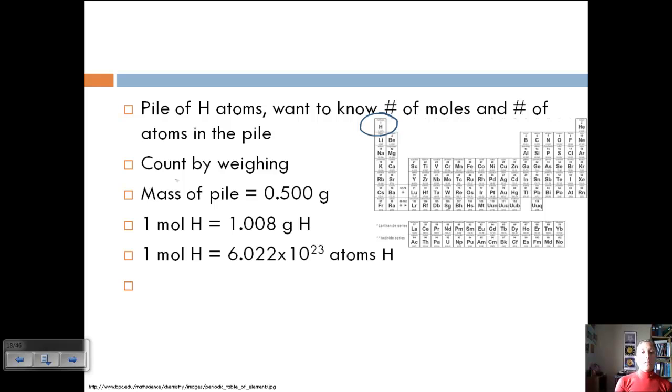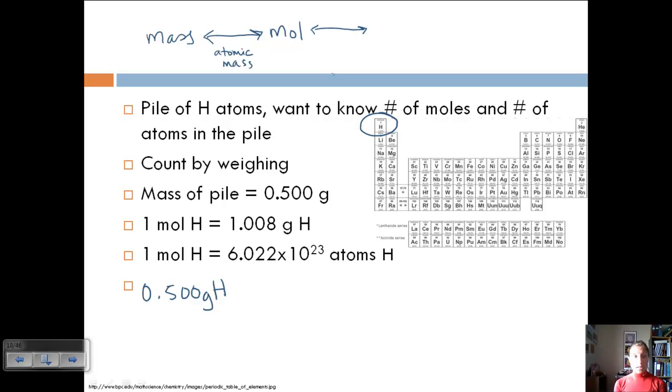So let's start with our 0.500 grams of hydrogen. Now I'm going to break this down into 2 steps, but then I'm going to show you how to put the 2 steps together, because we have this kind of process. If we're starting with mass, really the only place we can go initially is to moles. And we can do that through atomic mass. Okay, and then from moles, we can go to number of units or particles.